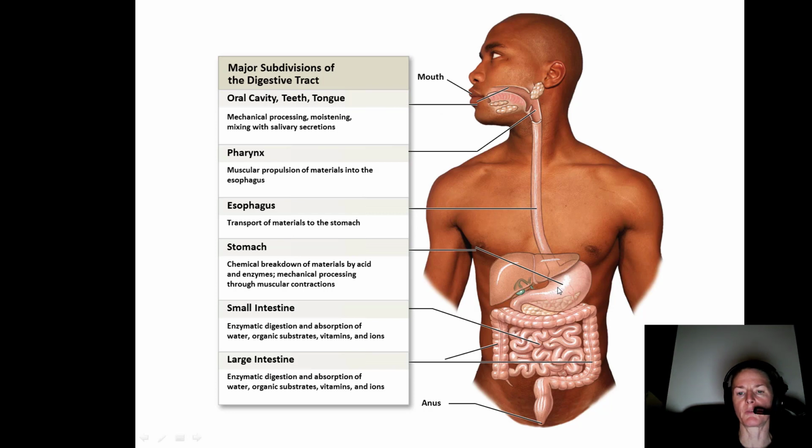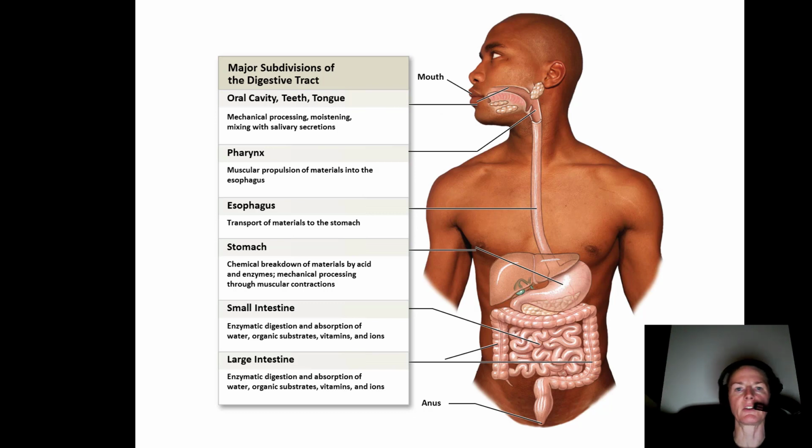Now, the stomach is going to be one of the first places where we start digesting proteins. And the stomach has an enzyme called pepsin, which is going to digest proteins. And it also creates hydrochloric acid. And hydrochloric acid is important because it has a very low pH, obviously, creating a low pH environment, which will start to denature proteins.